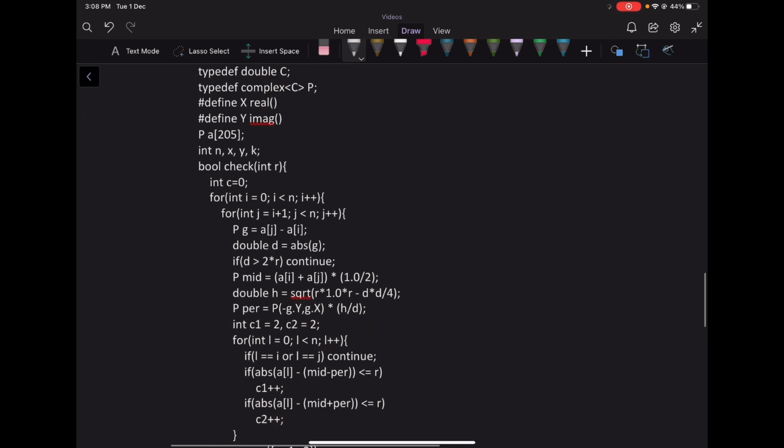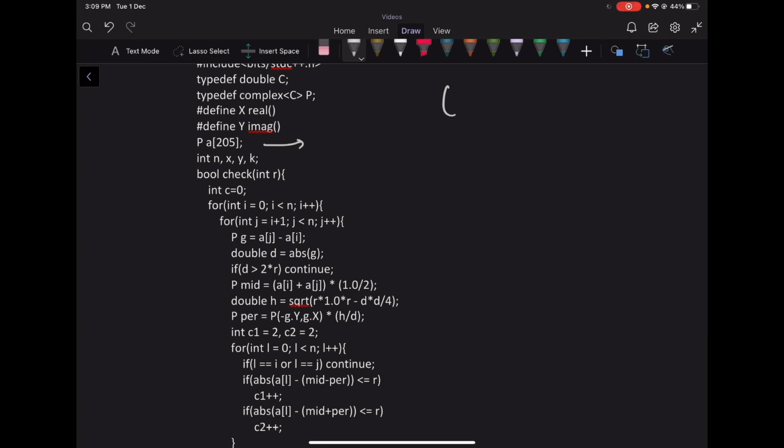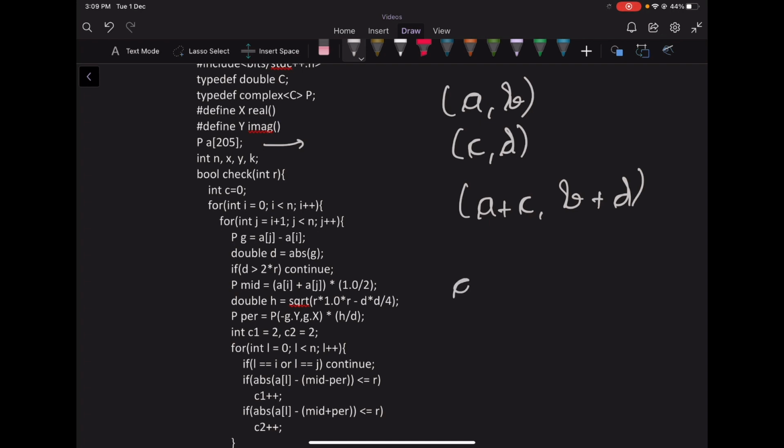So I actually used complex numbers for implementation, because they quite work like vectors. If we have complex numbers, let's say a, b and c, d, and we add these 2 numbers, it will return a plus c and b plus d, just like how vectors work. And similarly for the difference as well. And absolute of a vector actually returns the distance.